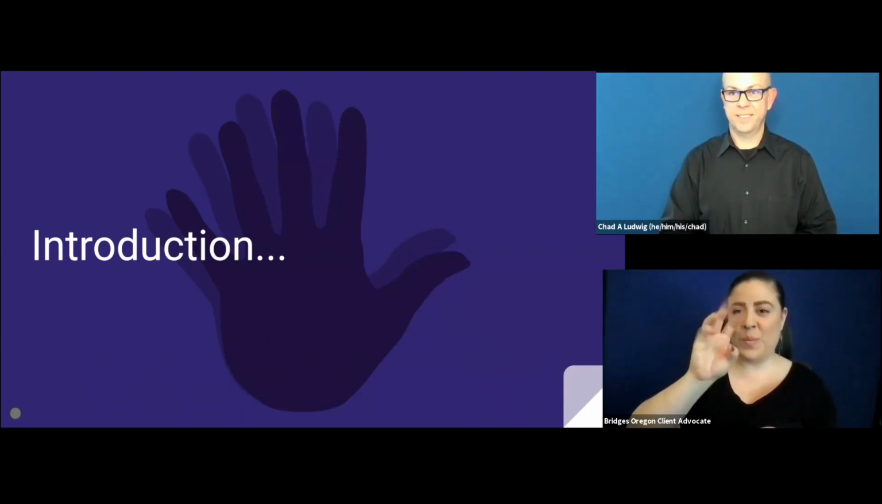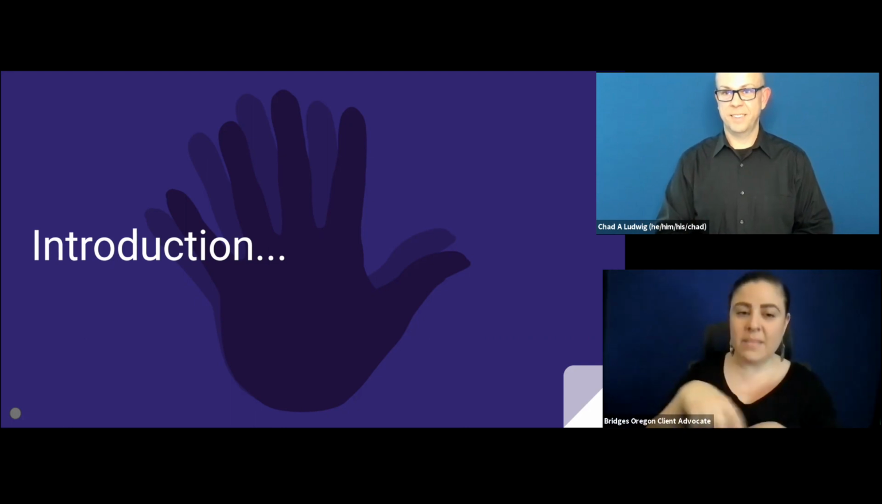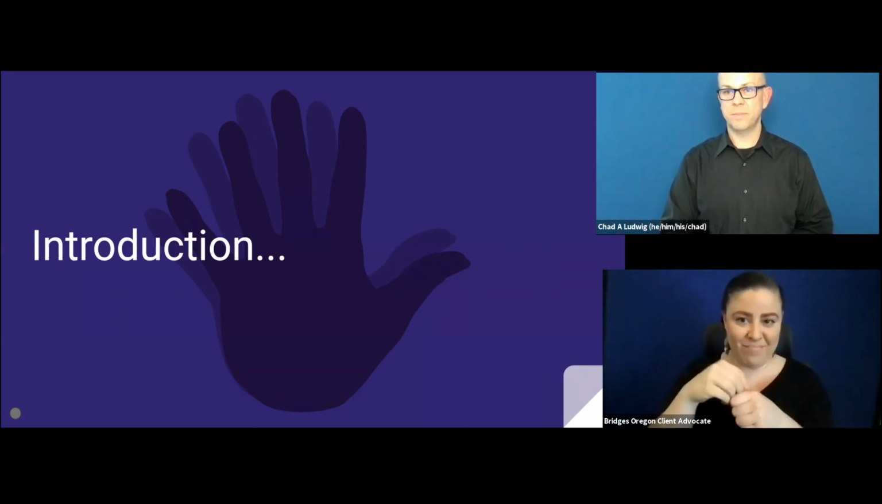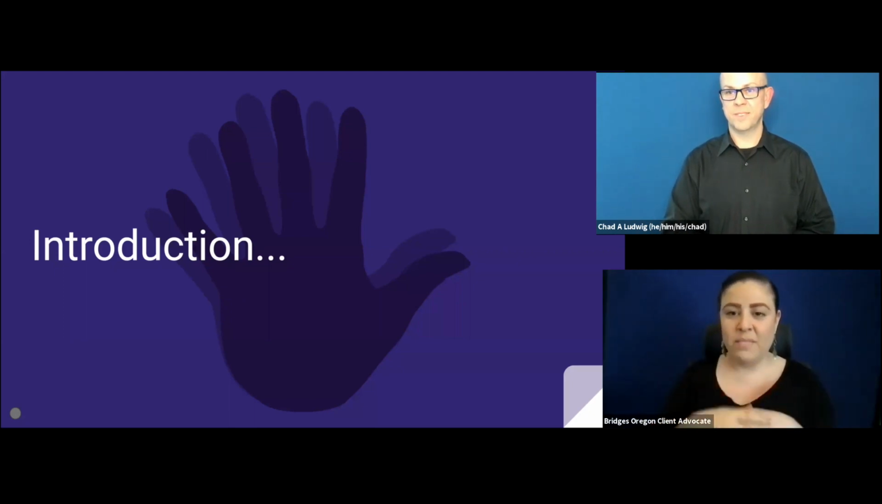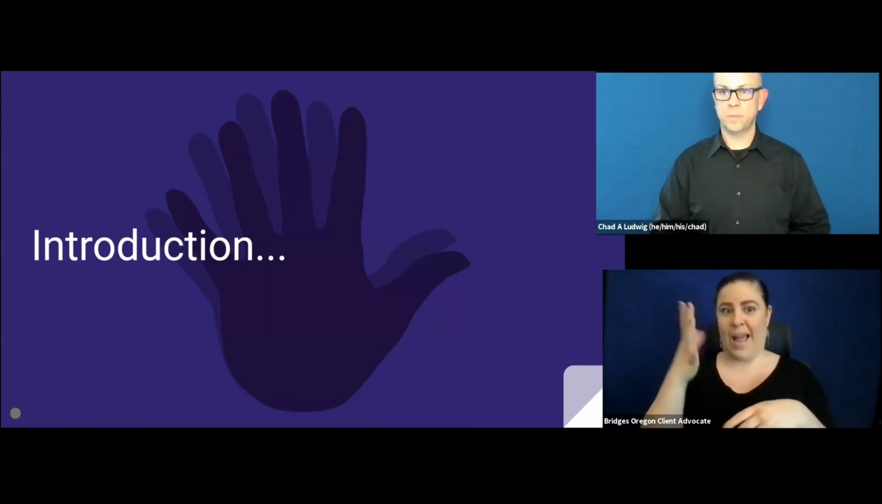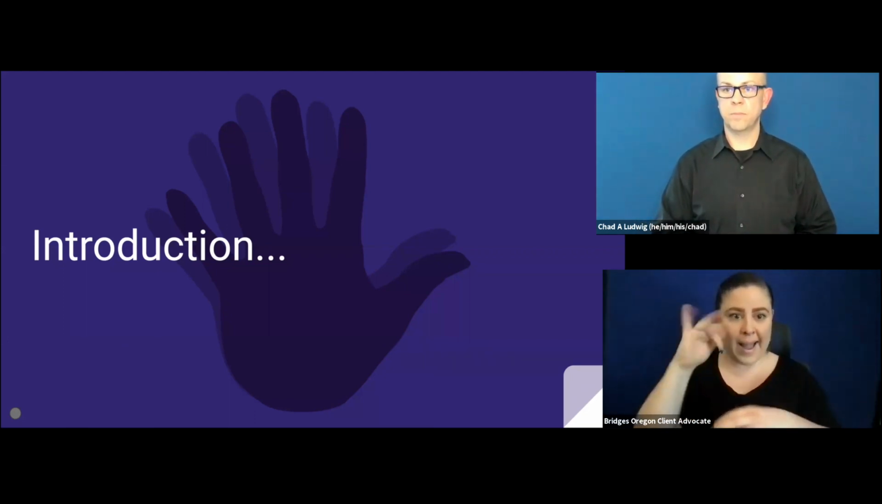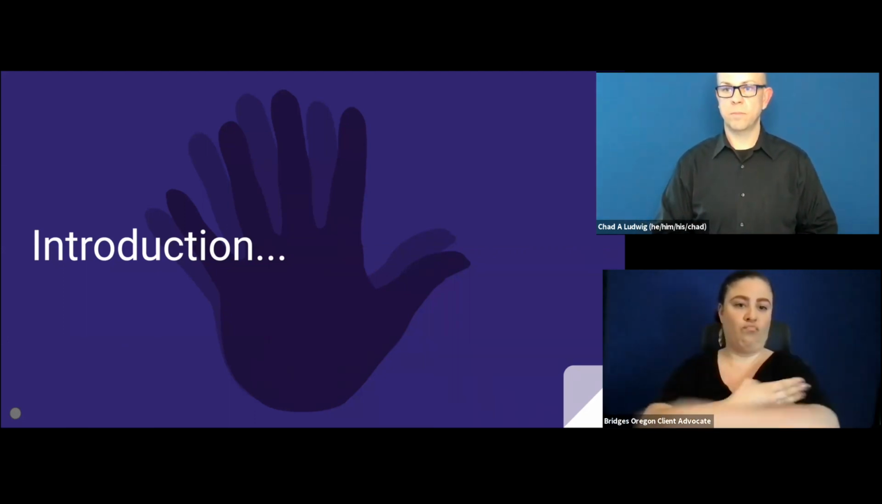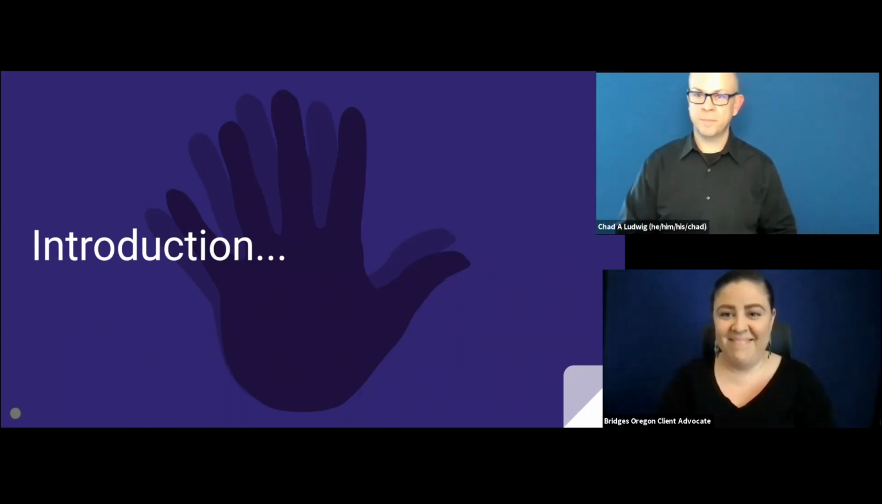Hi, everybody. My name is Sammy Withy, and this is my sign name, S on the chin. I'm the new VOCA client advocate for Bridges, Oregon, and I'm excited to work with you. I guess we can go ahead and include my visual description as well. I'm a white female with dark hair pulled back and a black shirt, short sleeve shirt.